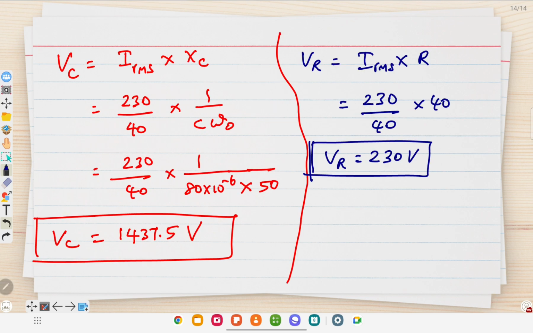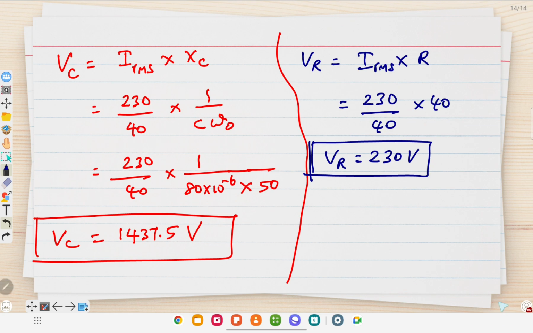Similarly, we want to find voltage across capacitor also. So IRMS into XC. This time I have used the other method. Instead of IRMS, I substituted 230 by 40. So both will be the same. And XC, you know very well, it is 1 by C omega naught. And just substituting the values again. See, interesting, you will get the same answer because it's a resonance circuit problem.